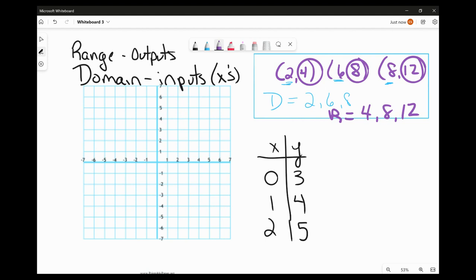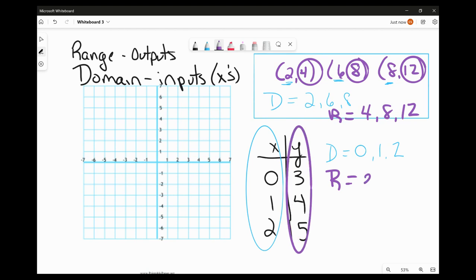If I had a table and I wanted domain, I would take all my X values. So the domain would equal 0, 1, and 2. And the range would be my Y values, and that would be 3, 4, and 5. So domain, inputs, X values, those are interchangeable, and range, outputs, Y values, those are interchangeable. And that's how we do domain and range.